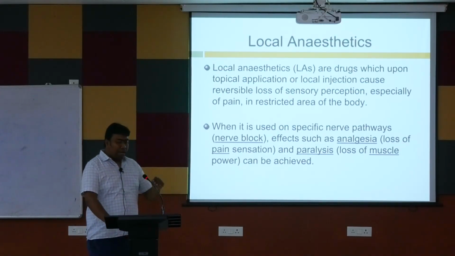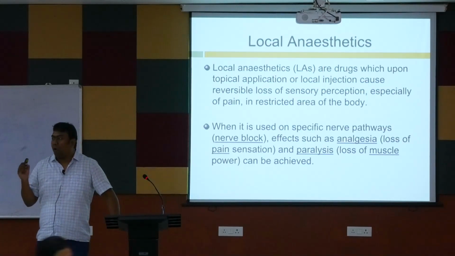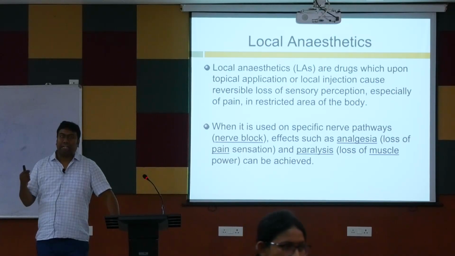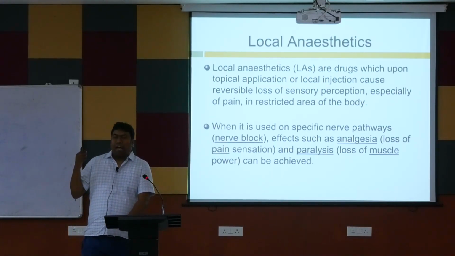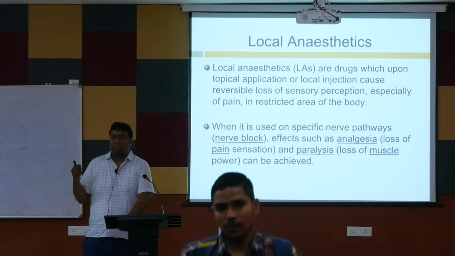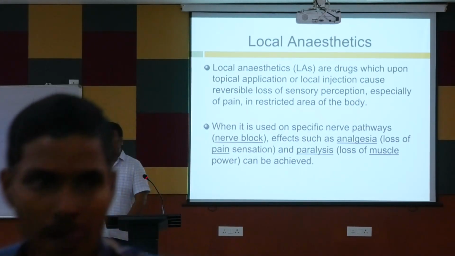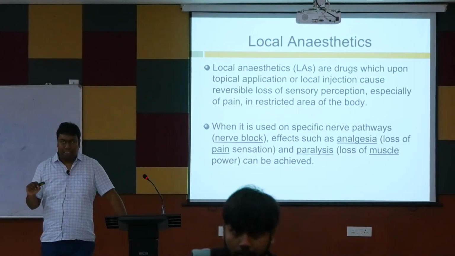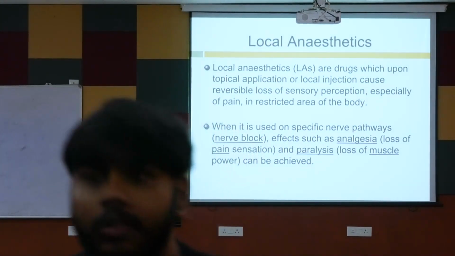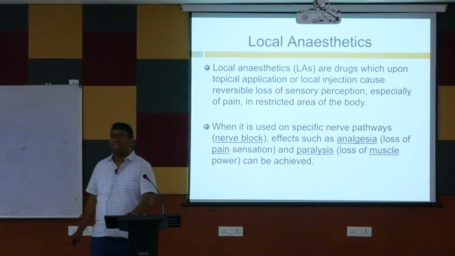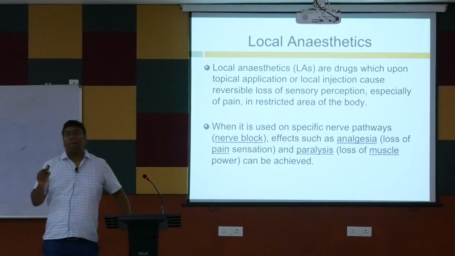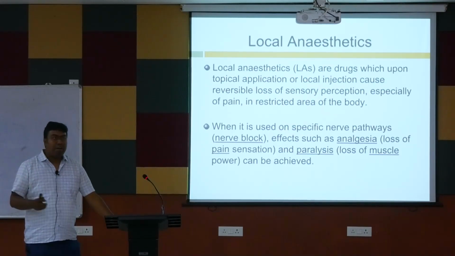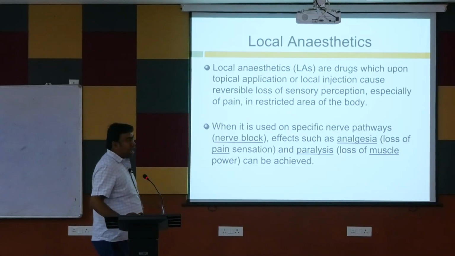Second, all these actions are only on sensation: pain sensation, temperature sensation. What are the other sensations? Joint sensation, vibration sensation, loss of these. But primarily the pain sensation. They don't have an effect on the muscles. Primarily, local anesthetic doesn't have an effect on muscles, so without any motor involvement. Motor involvement only occurs when there is a nerve block.